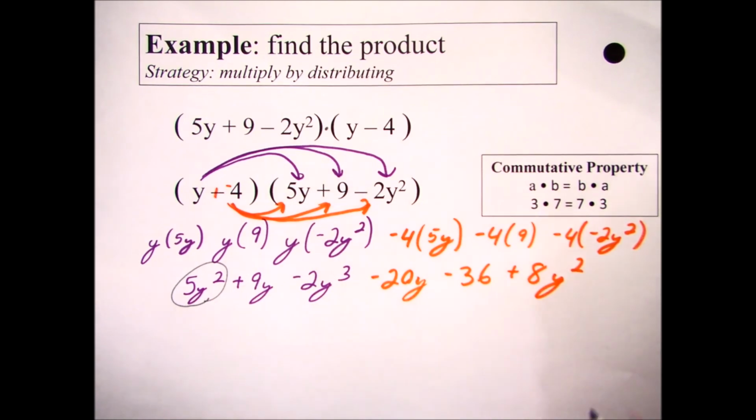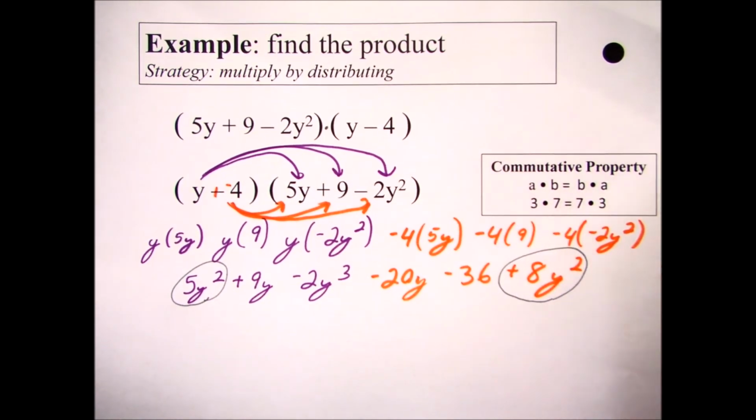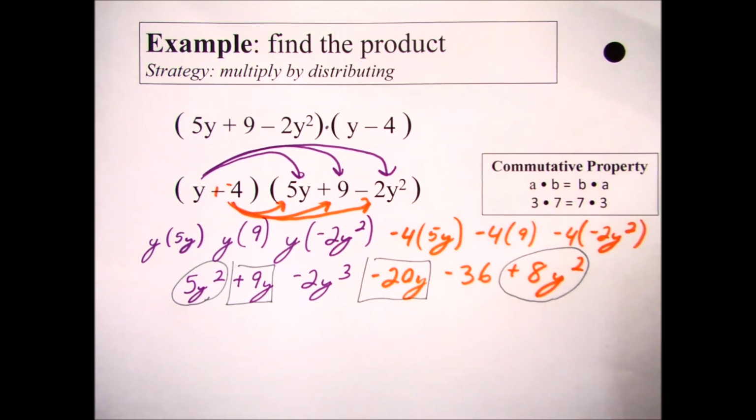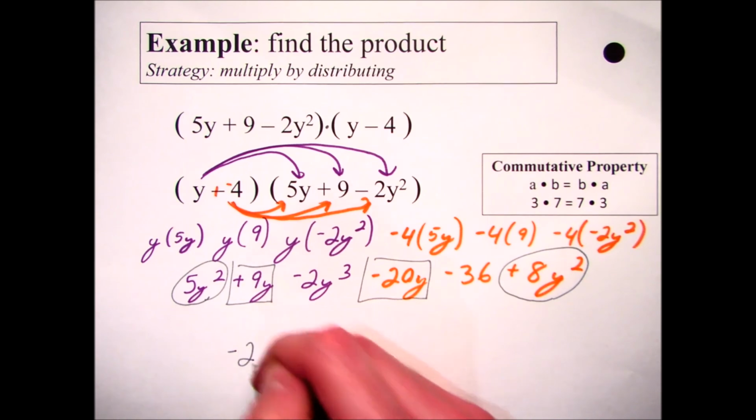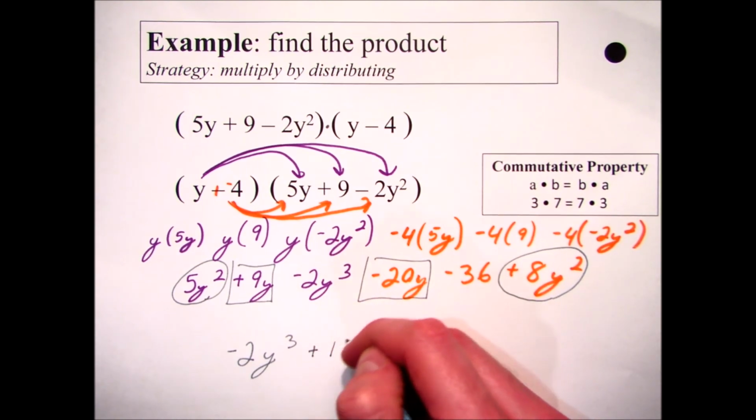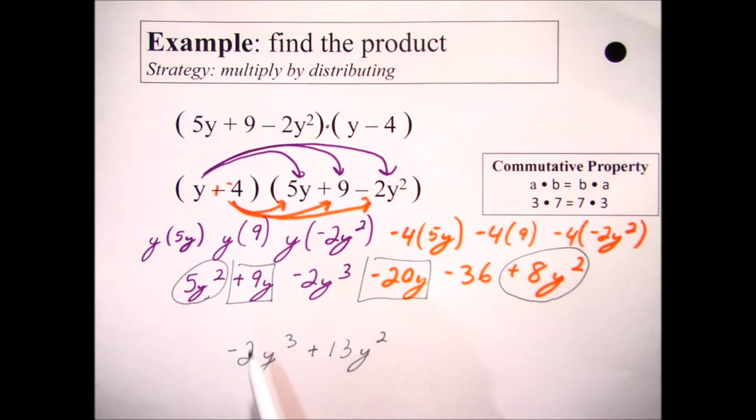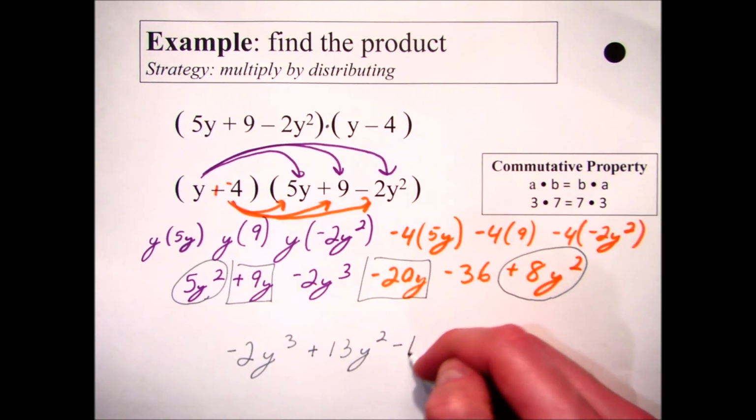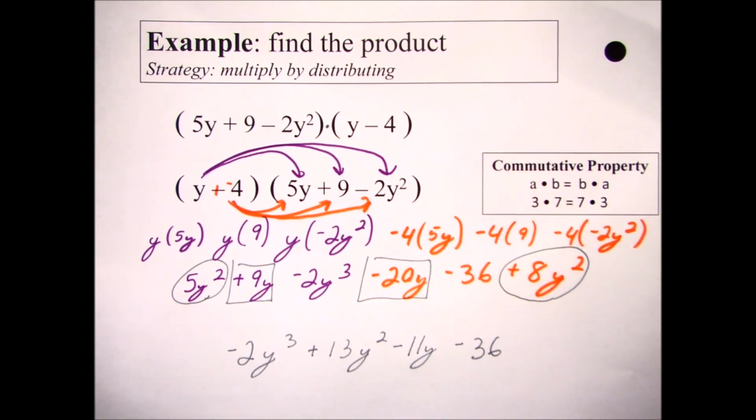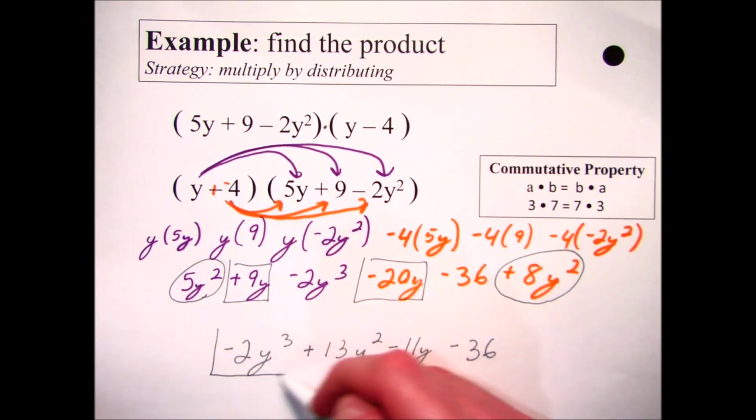We have a 5y squared and a positive 8y squared. There's a positive 9y and a negative 20y here. And that's it. So let's write the answer in standard form. Highest exponent to lowest. 5y squared plus 8y squared is 13y squared. Negative 9y minus 20y is negative 11y. And the negative 36, the constant, goes at the end. There's our final answer.